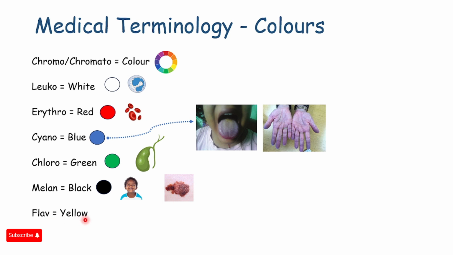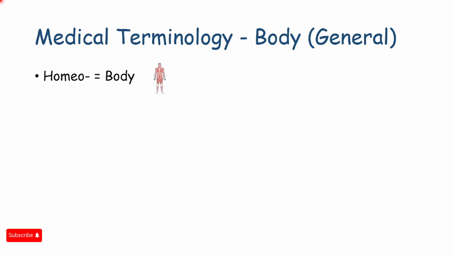Flavo related to yellow, like jaundice. So this is the jaundice. Hemo means blood, like hemorrhage. Another example, hemo means blood, like hemorrhage, hemoperitoneum, hemothorax.